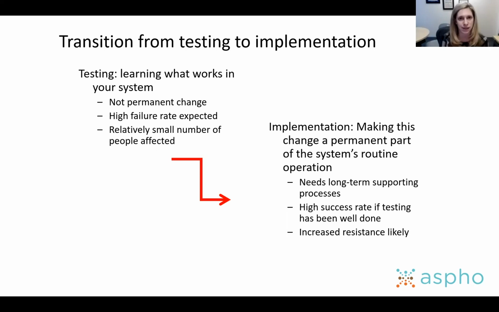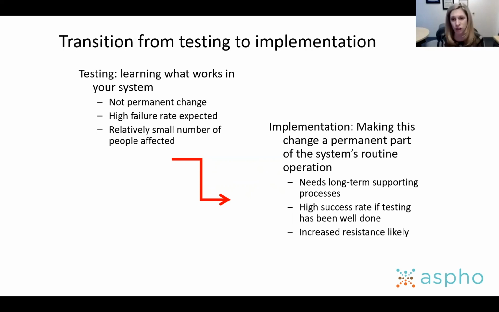Eventually, after you've tested many times and you've made progress on your SMART goals, we need to move from testing to implementation. Testing is the process of learning what works in our system, but it may not imply a permanent change. And frequently, only a small number of people may be affected by our testing because perhaps we only test on one unit or in one of our ORs or something like that.